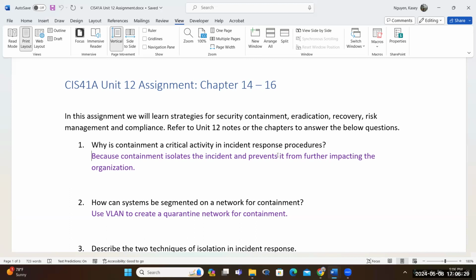So how can we contain, right? If you have malware on the system, you disconnect that system from the network physically. Simply unplug the cable or disable the wireless connection. And if you can't do any of those, shut it down, right? When we shut it down, we disable all the services and all the communication across.